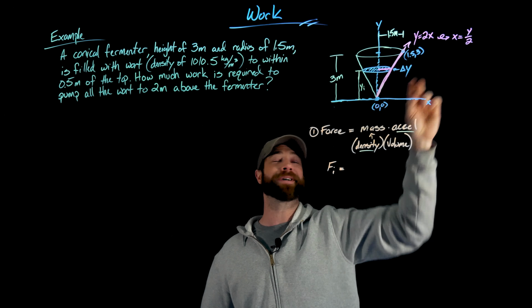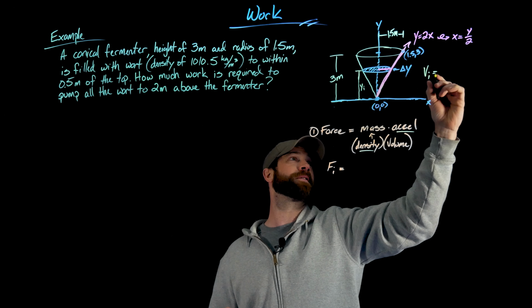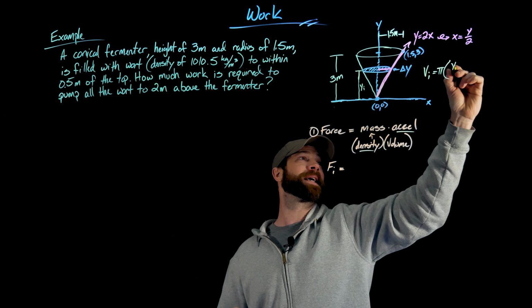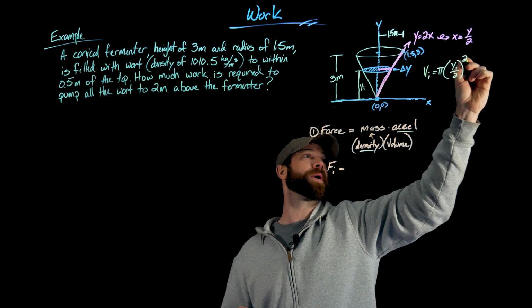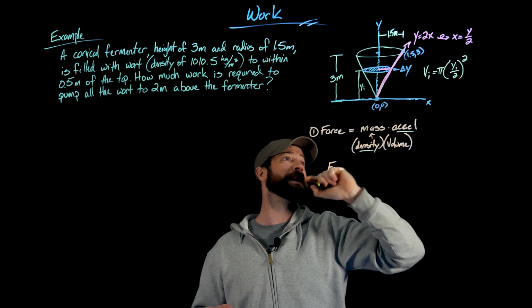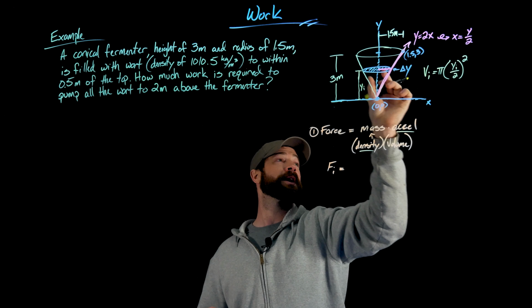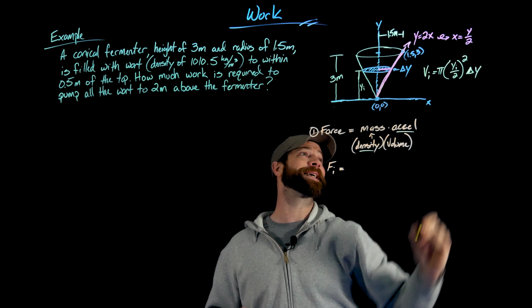And so what that means is, for this ith interval right here, the volume of the ith interval is pi times the radius squared. And in this case, it's y_i divided by 2, squared. And again, this y_i is the height that I've gone up, times the thickness. So this is the area of the cross section, and then I'm multiplying it here by the thickness to get a volume.